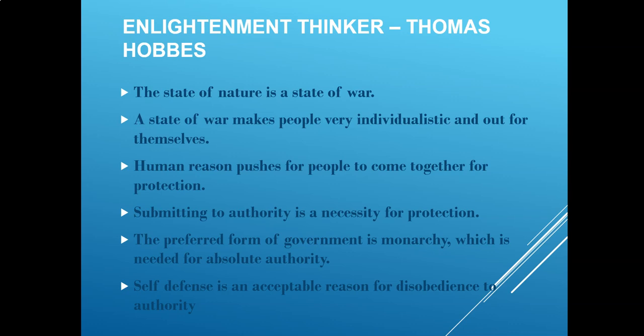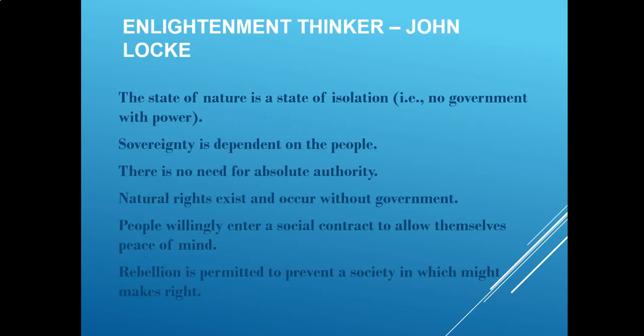Now, moving on to John Locke. And these are some of the points that John Locke made. The state of nature is a state of isolation. He also said that sovereignty is dependent on the people. In other words, the people give the power to the government, those we elect. He also said that there is no need for absolute authority.